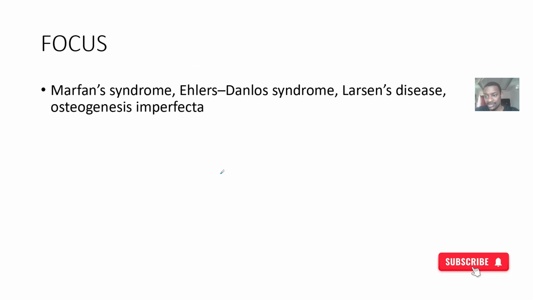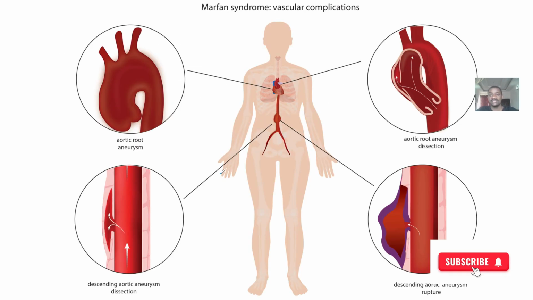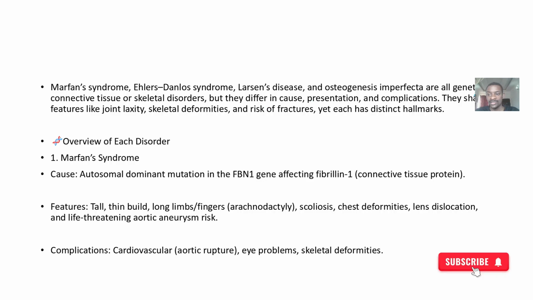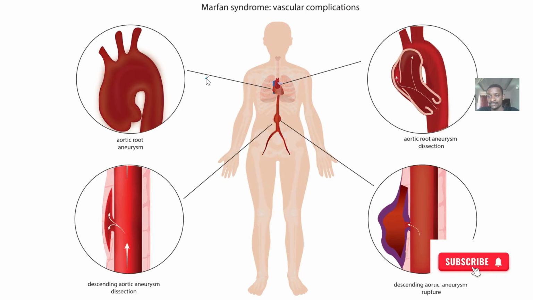Let me just discuss them. So let's take them one by one. We're starting with Marfan syndrome, and this is Marfan syndrome. You can pause to observe. So all of them, you should know what they are: genetic conditions that affect connective tissues or the skeletal system in the body. You understand? So that's why you can actually confidently discuss them together.